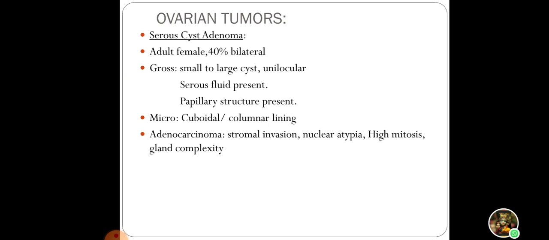First is the serous cystadenoma, which occurs in adult females, 40% bilateral. Grossly, you can see small to large cysts, unilocular, serous fluid present, papillary structure present. Microscopically, you can see cuboidal to columnar lining. The most common malignant form is adenocarcinoma, which includes stromal invasion, nuclear atypia, high mitosis, and gland complexity.